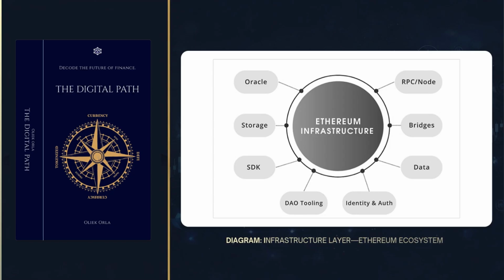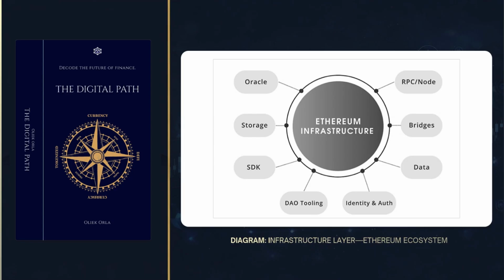RPC and Node. RPC and node providers serve as the primary access points to the network for users and developers. They allow wallets, dApps, and services to interact with Ethereum, send transactions, and read blockchain state without requiring users to run their own infrastructure. Providers such as Infura and Alchemy offer stable APIs and development tools for testing, deployment, and scaling applications, significantly lowering the technical barrier to entry.